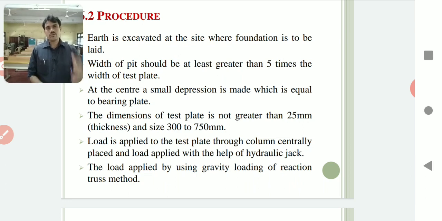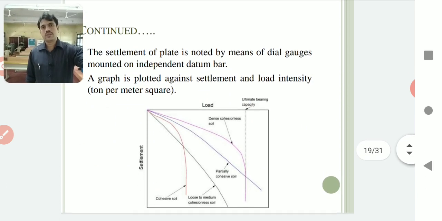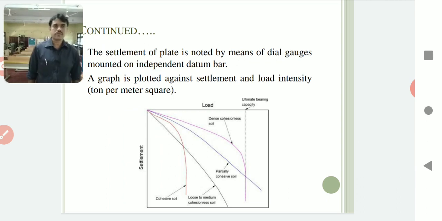We won't apply the load drastically or suddenly, so we will apply the load gradually. Therefore we have introduced a hydraulic jack in between the plate and the load. The load is applied by using gravity loading or the reaction truss method. There are two methods I have told you. One is the gravity method, that is by using sandbags, or another is the truss method. Right. The settlement of the plate is noted by means of dial gauges mounted on an independent datum bar. It means there is a connection between these two.